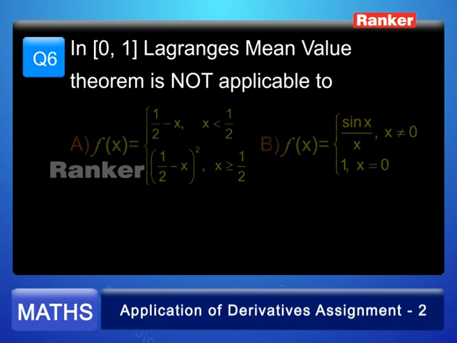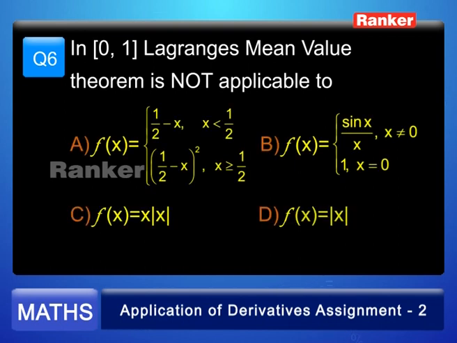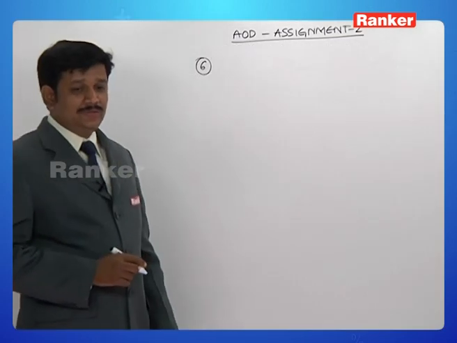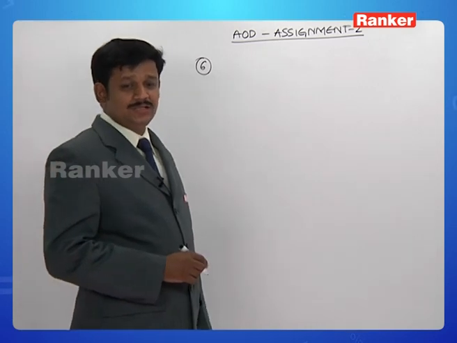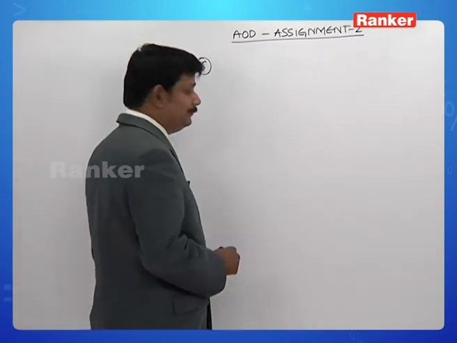Next question. In closed 0 to 1, Lagrange's mean value theorem is not applicable to: option A, f of x is equal to half minus x when x is less than half, and half minus x whole square if x is greater than or equal to half. Option B, f of x is equal to sin x by x when x is not 0 and 1 when x is equal to 0. Option C, f of x is equal to x mod x. Option D, f of x is equal to mod x. So, on these functions we have to see on which of the functions Lagrange's mean value theorem is not applicable.